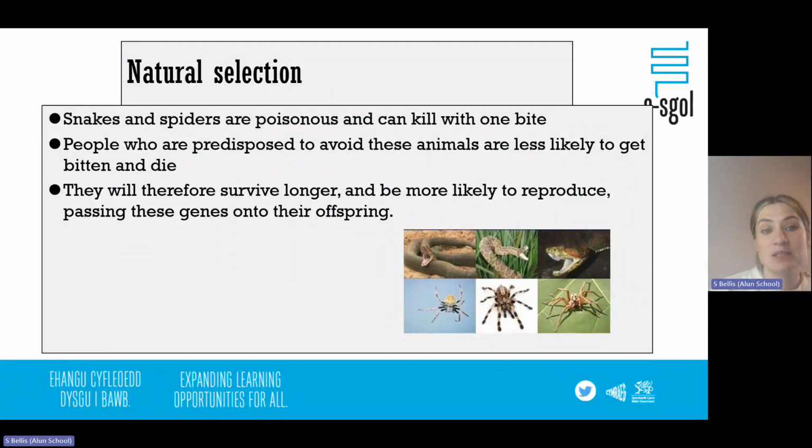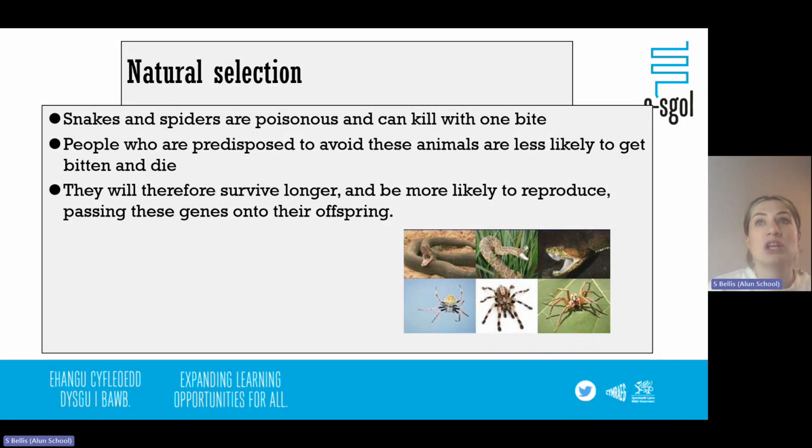So snakes and spiders are poisonous and can kill with one bite. People who are predisposed to avoid these animals are less likely to get bitten and die. They will therefore survive longer and be more likely to reproduce, passing these genes onto their offspring.